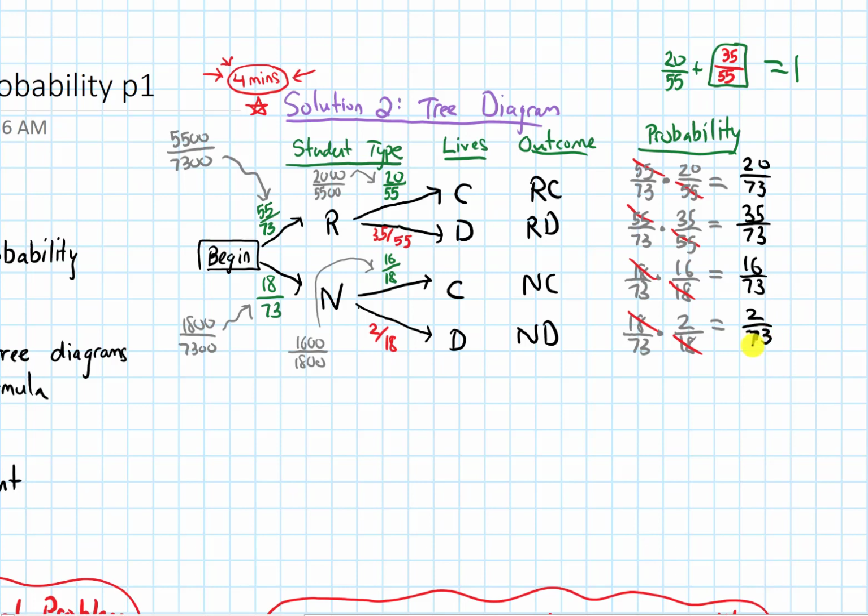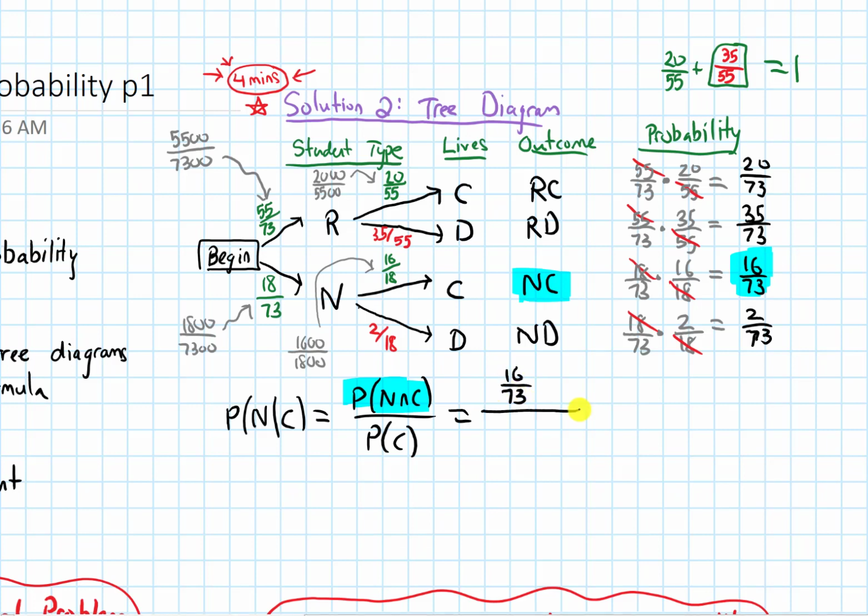Okay, so we are now ready to write down our probability of N given that C occurs. Using the formula, this is the probability of N intersected with C over the probability of C. So the probability that N and C occur corresponds to this outcome, which has probability 16 over 73. So that's going to be my numerator here, 16 over 73. Let's highlight that in blue as well.